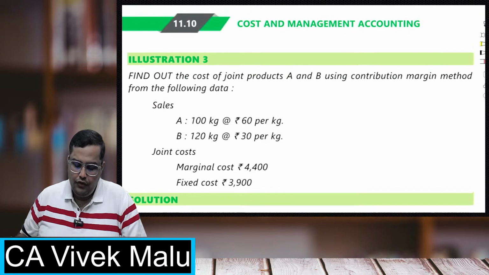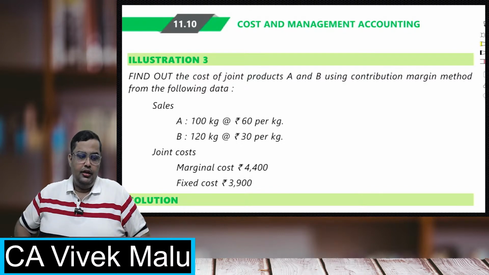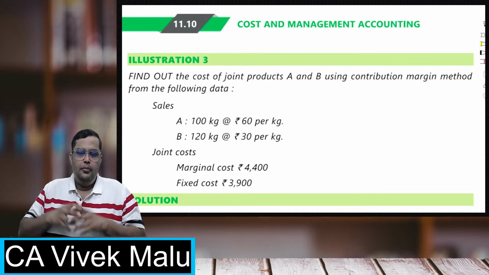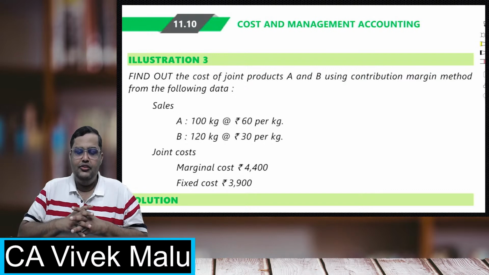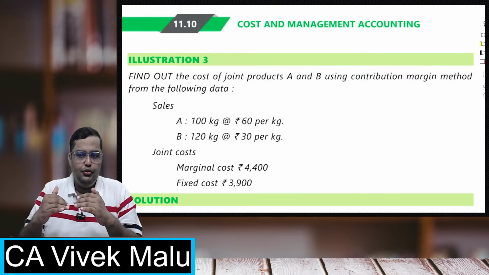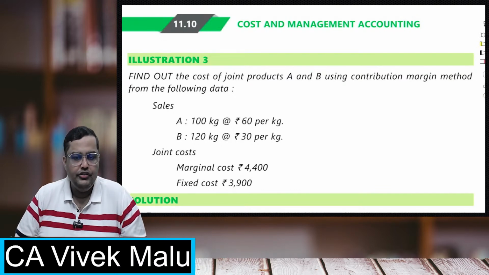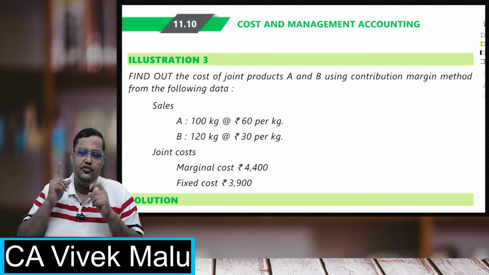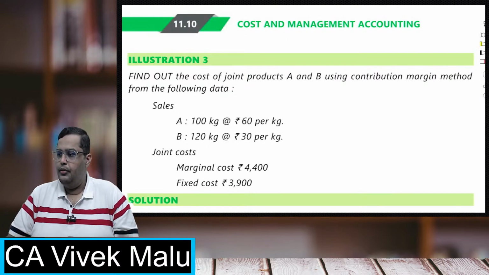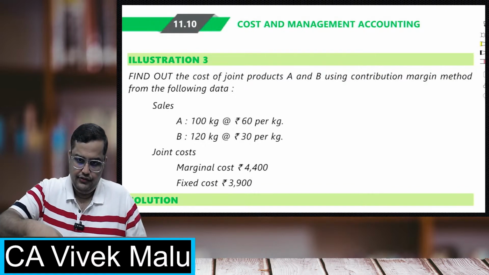Students, can you solve for this question? Come on, let's do this. Write down the sales for A and B. Marginal cost, basically marginal means variable cost. Distribute it in the ratio of quantity. Get the contributions. Divide the fixed cost in the ratio of contributions. And tell me what is the fixed cost for A, what is the fixed cost for B. Come on. I'm waiting for your answers.